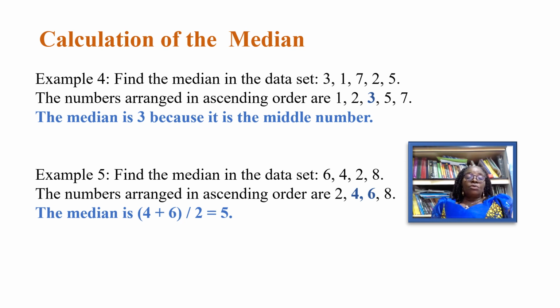If you are told to calculate the median in the dataset 6, 4, 2, 8, know that this data has an even number of values. So the median is the average of the two middle numbers. In this data, you arrange them in ascending order as 2, 4, 6, 8. The median is 4 plus 6 divided by 2, which is 5.